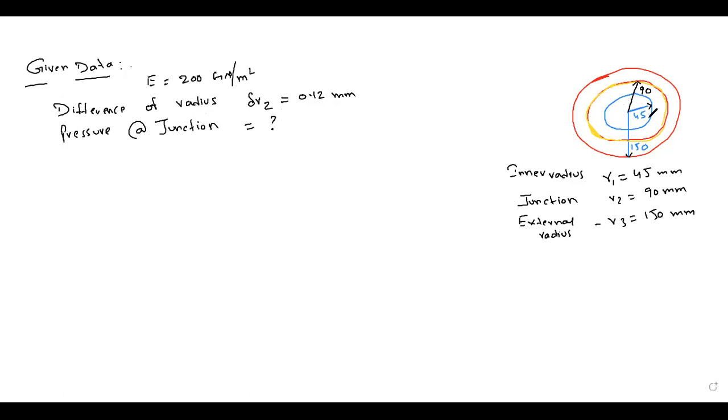Why? Because there is no internal pressure and there is no external pressure. The pressure will be only at the junction, and that pressure is only due to shrinking. Why? Because the inner tube is fitted with an external tube. That's why the pressure will generate at the junction. That's the reason why we have to calculate the radial pressure at the junction. Understand? Which is nothing but P, which we are supposed to calculate.